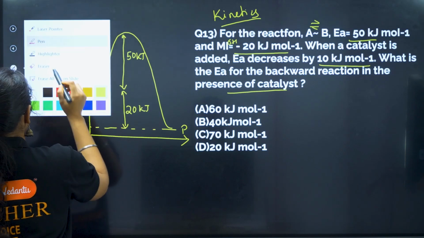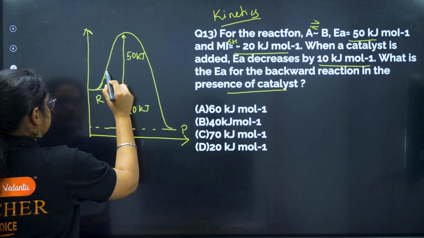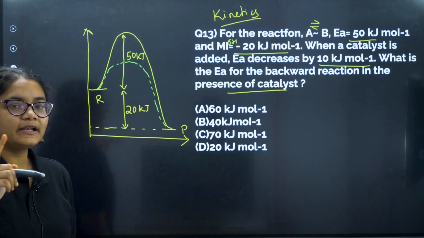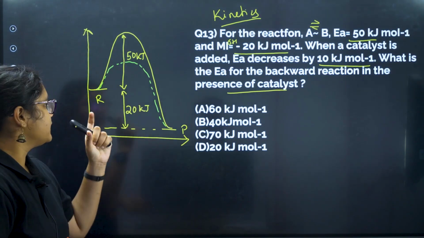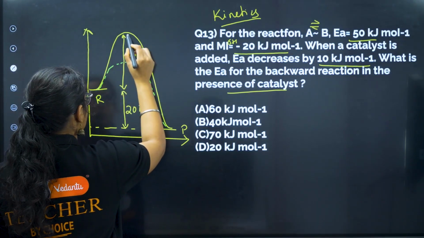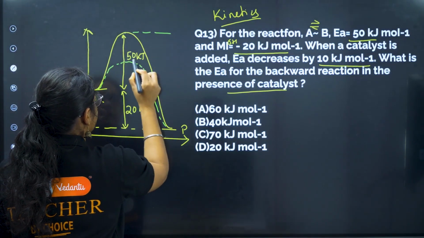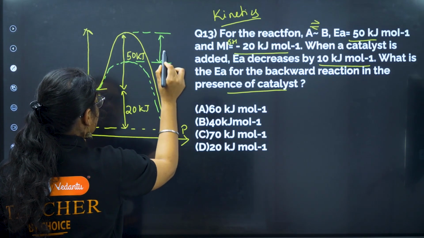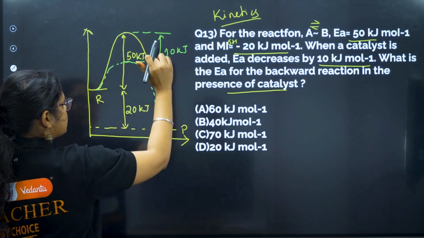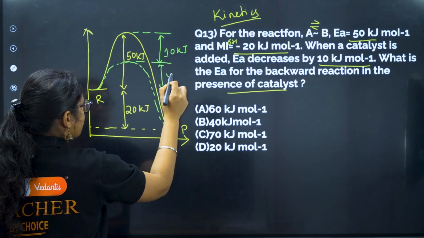So what happens now, we can do here this one. Okay, this is the graph after adding your catalyst. So the energy has decreased by 10 kilojoule per mole. So this value is 10 kilojoule per mole, right? So if total was 50, this is 10, then this one will be 40, right?